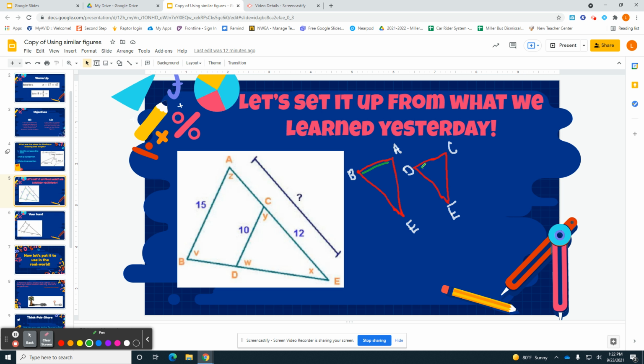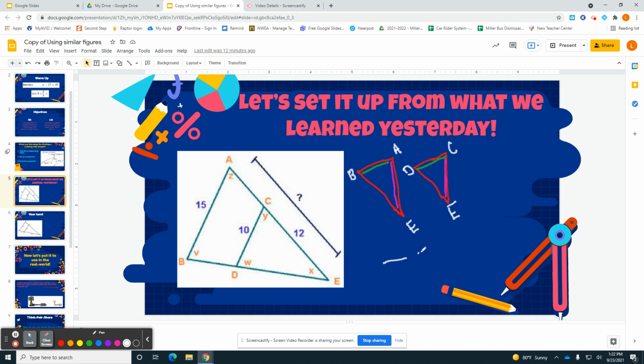So this side BA corresponds with side DC, right? Because that's the part opposite of our point. Okay, and line AE is going to correspond with line CE. Okay, so I'm going to need that to write my proportion.